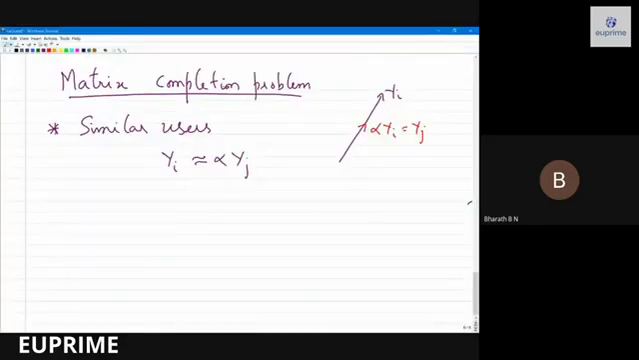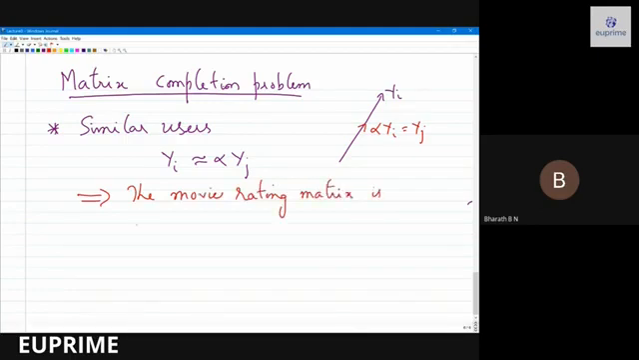So essentially, what it means is, this implies that the movie rating matrix is what is called rank deficient, right? So if I assume that there are too many users who are related to each other, they think alike in terms of movies, the problem that I would like to solve is the following. What is the problem that you would like to solve? I want to fill in those entries, right?